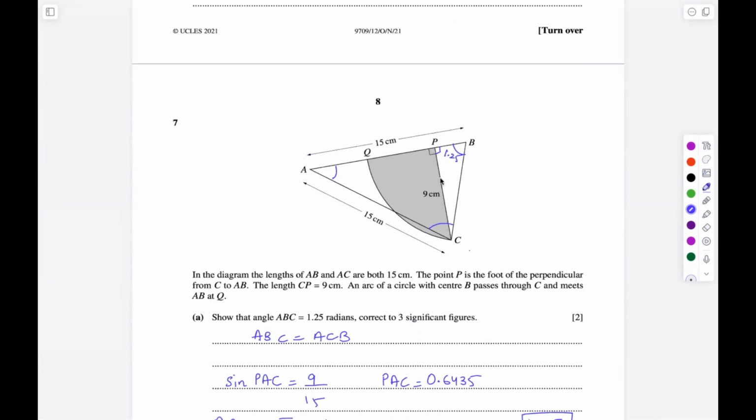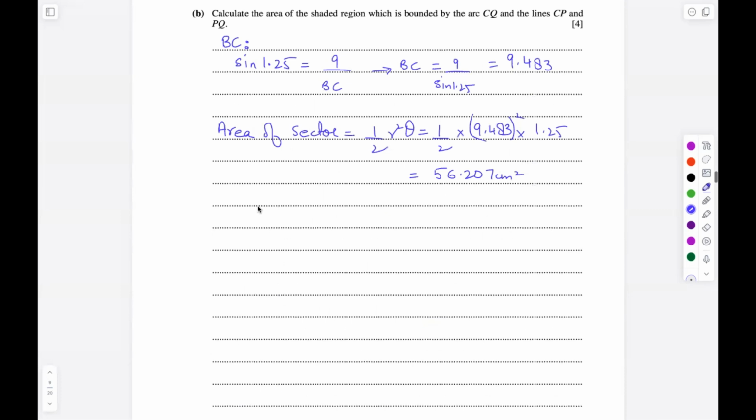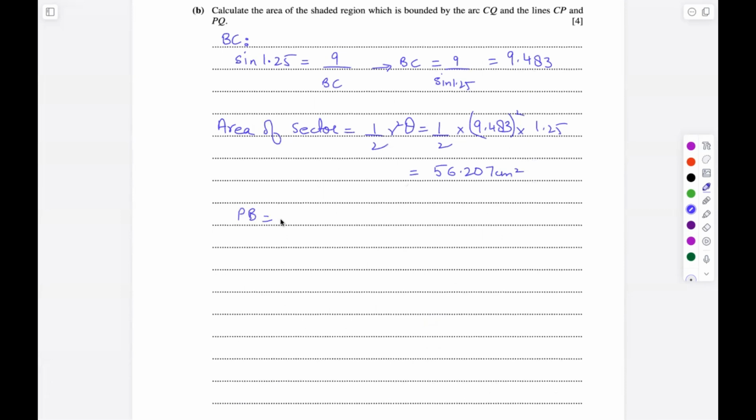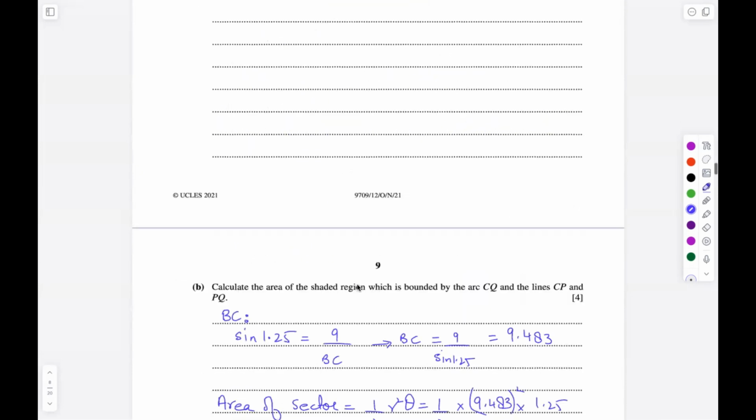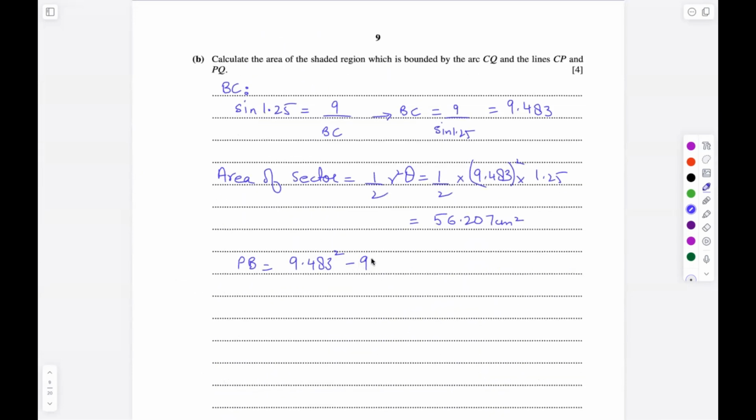Now to find the area of the triangle, we'll have to find the length of PB, and then we can use the area of the triangle, half base into height. So to find the length of PB, we can use Pythagoras theorem. So PB will be equal to, the hypotenuse is 9.483, so we'll do 9.483 squared minus the length of PC, which was 9, so 9.483 squared minus 9 squared.